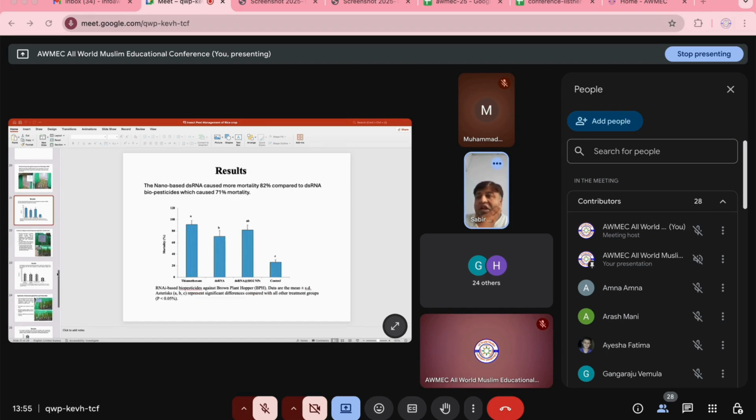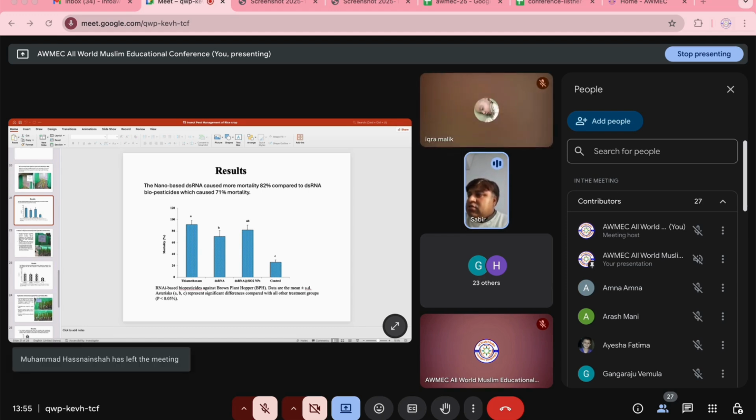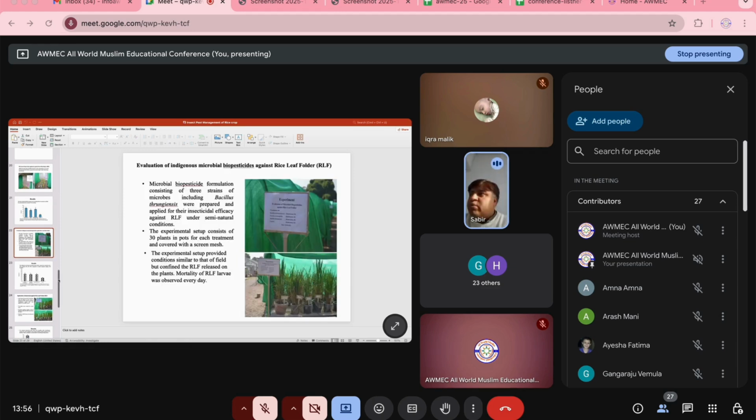Against the commonly used insecticides, we get 82% mortality by using this biopesticide compared to thiamethoxam, which is a traditionally used insecticide. Also, go to the next slide, we use a microbial biopesticide. We use Bacillus thuringiensis, a bacterial-based insecticide, against the rice leaf folder, and we did the experiment at field level and semi-field condition. Please go to the next slide.